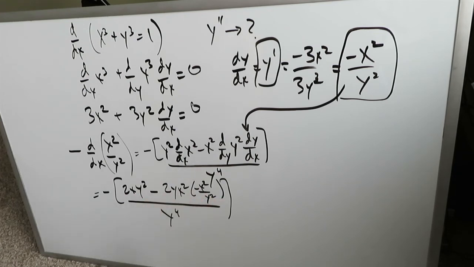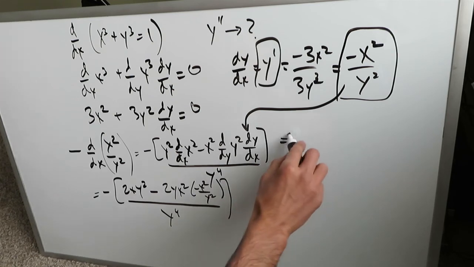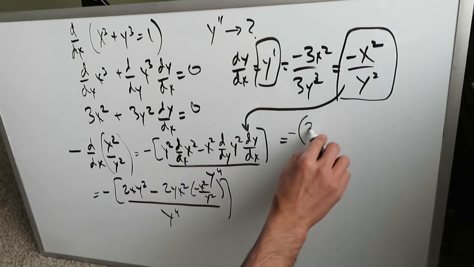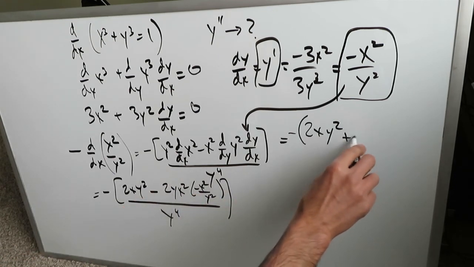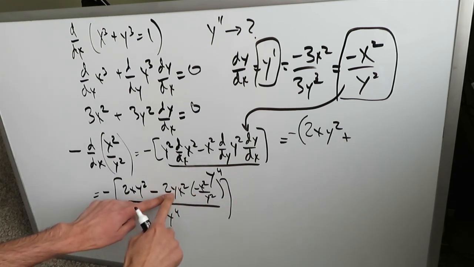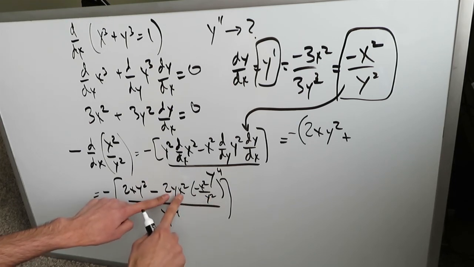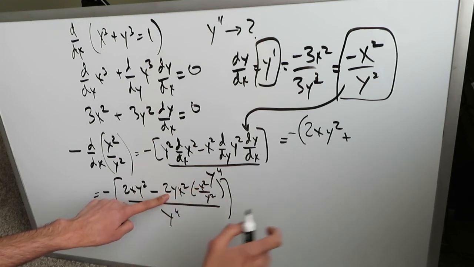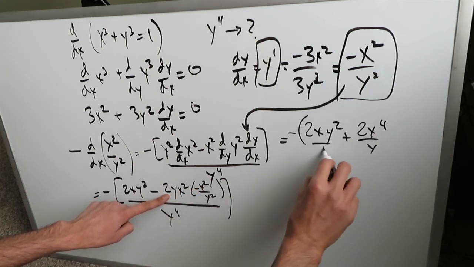Now let's look over here. We're going to open this up. We're still keeping the minus outside. 2xy squared, and this minus and this minus become a plus. Now look over here. This y to the first order and this y squared will cancel each other out, so you'll have a y in the denominator, and this 2x squared will multiply with x squared to get 2x to the fourth. See, 2x to the fourth over y.